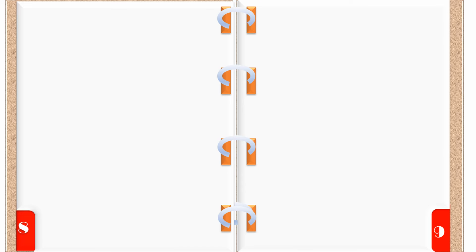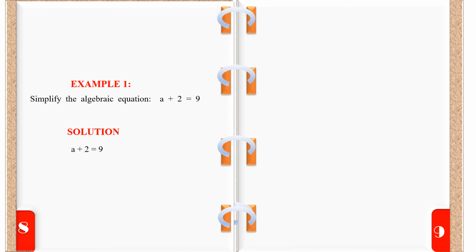Simple algebraic equation. Example 1. You have to simplify the algebraic equation a plus 2 equals 9. To solve that, it means we are going to regroup such that plus 2 will cross the equation to meet 9. When plus 2 is crossing, it turns to minus 2. So we now have a equals 9 minus 2, so a equals 7.